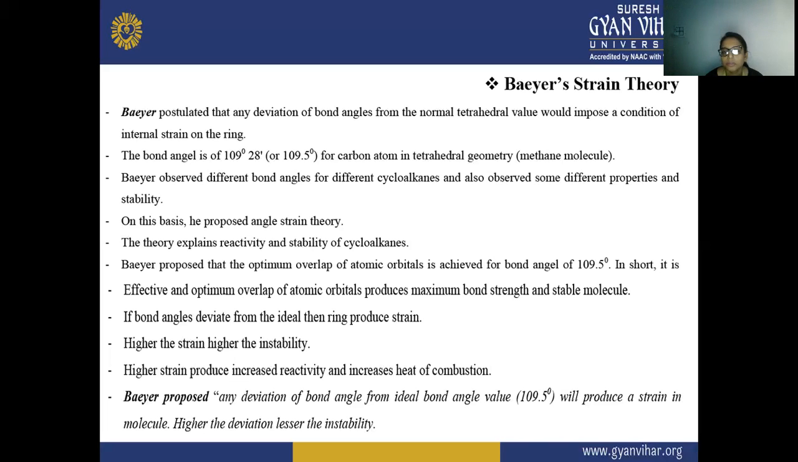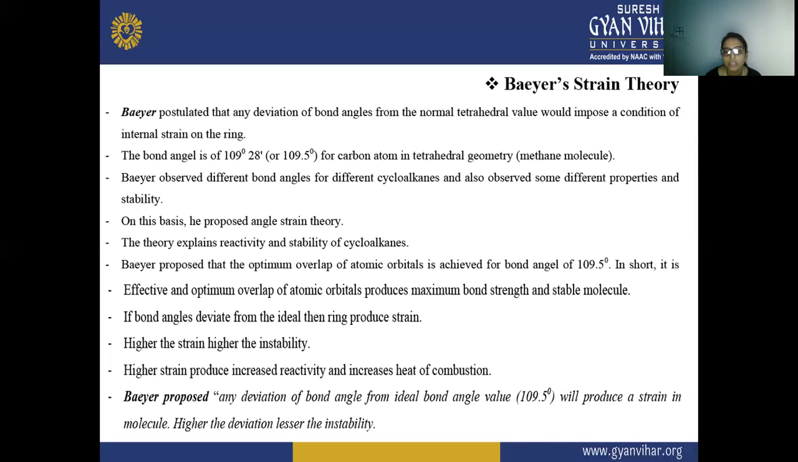And it is producing maximum bond length and stable molecules. Due to this optimum overlapping of atomic orbitals, it is producing a maximum bond length and a stable molecule. If the bond angle deviates from the ideal, then the ring produces strain. Means if the bond angle deviates from the ideal bond angle, that is 109.5 degrees, then the cycloalkane or the ring will produce a strain.